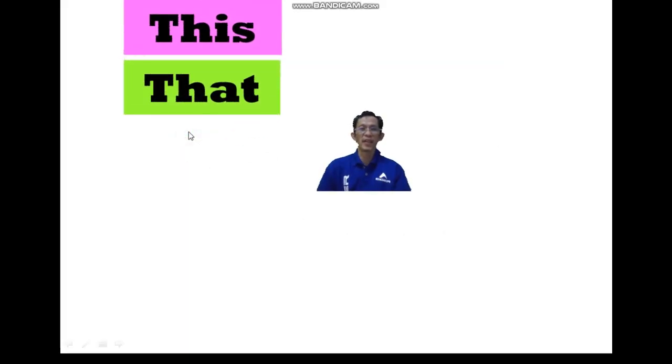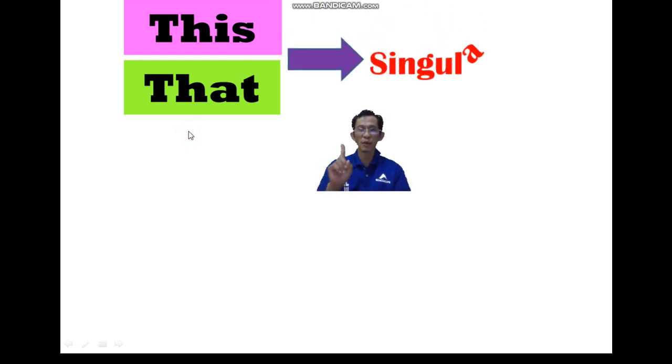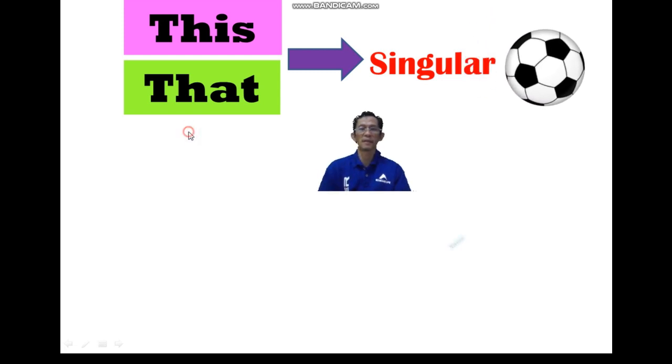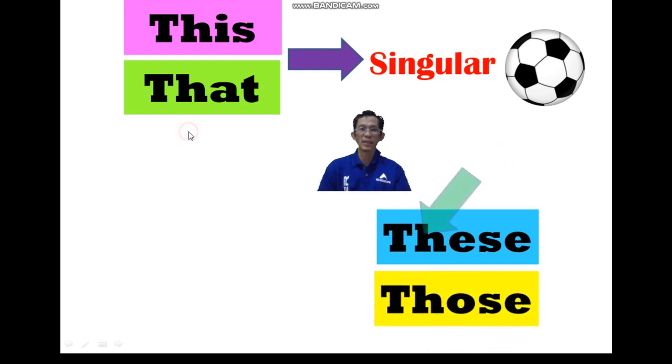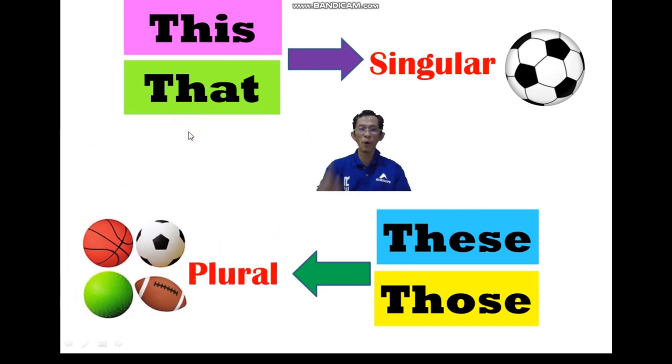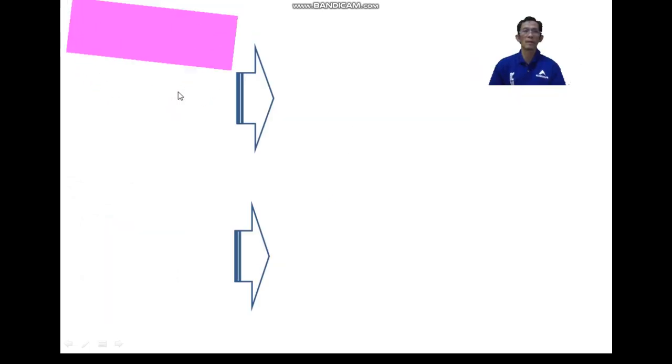This and that we use for singular or one object. And these and those we use for plural or more than one object.